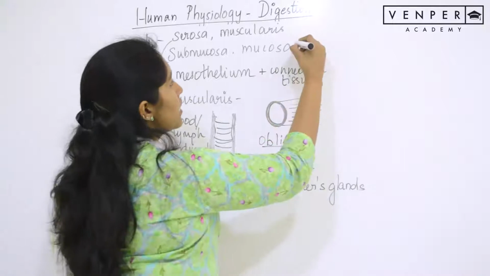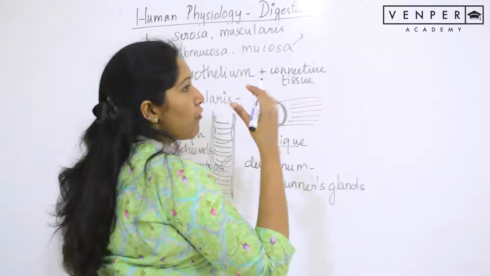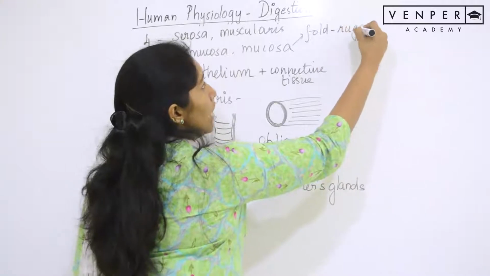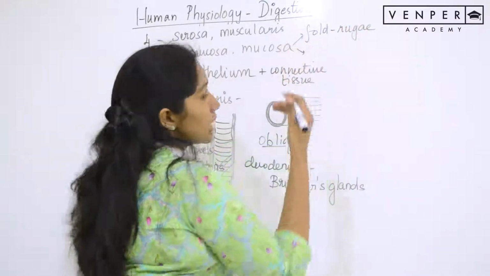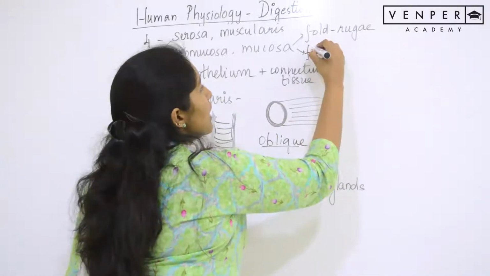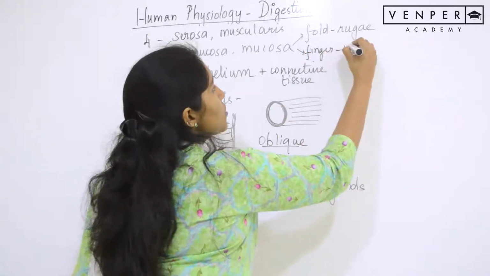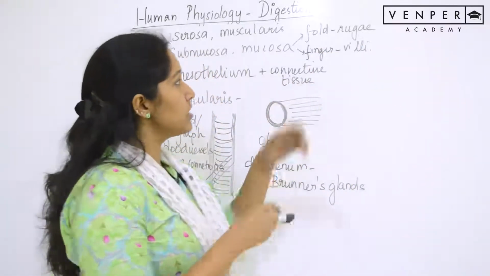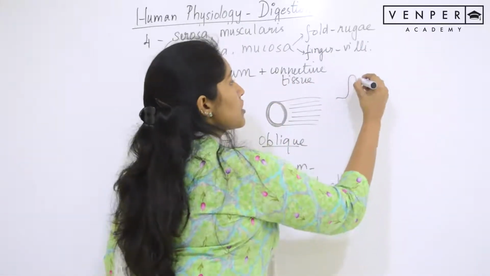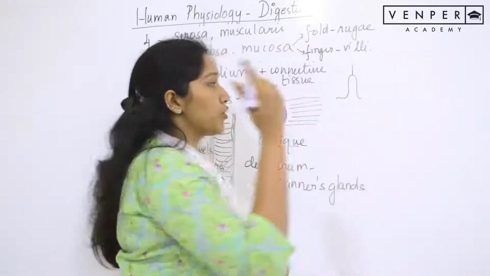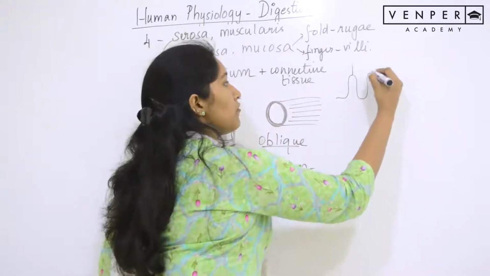For example, the mucosa in the stomach forms a fold-like structure called rugae. If you look at the same kind of modification in the intestine, it forms finger-like projections called villi. Finger-like projections are like this, and on top of that they also have little more projections in addition to the finger-like projections.